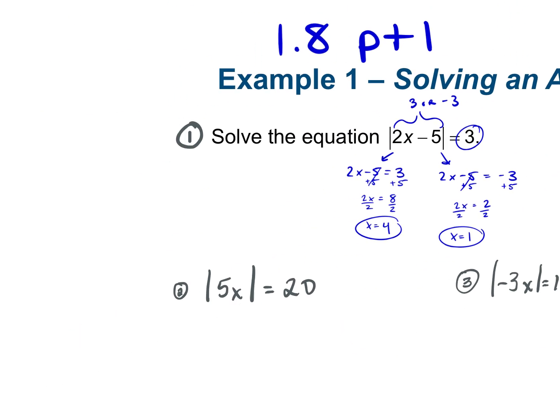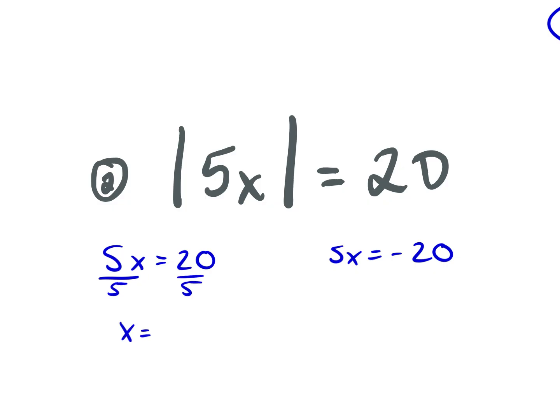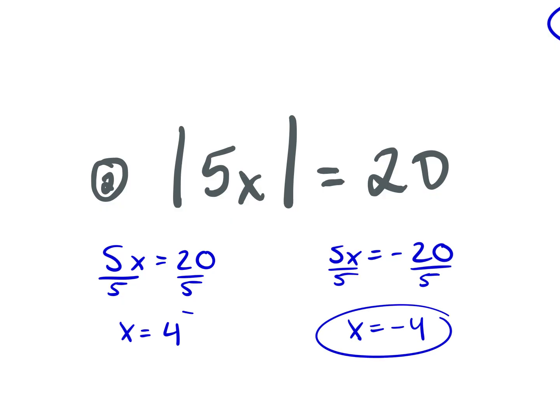All right, so let's look at number 2. So our absolute value bars are all by themselves, so we can split this. We can say 5x equals 20, and 5x equals what? -20, perfect. And then we're just going to solve both of them. So I divide by 5. So x equals what? 4. Same thing with the other one. We're going to divide by 5. So x equals what else? -4. So we've got two answers here.